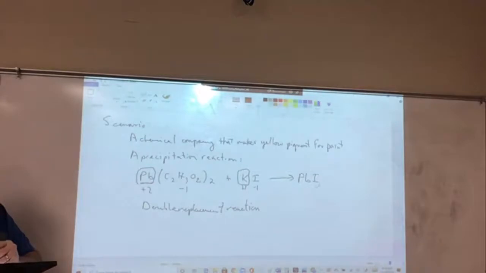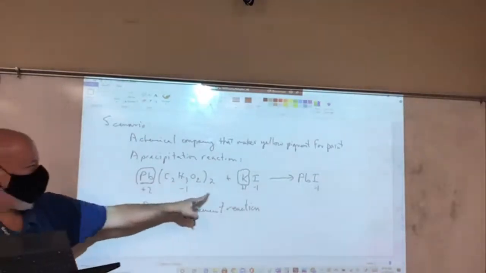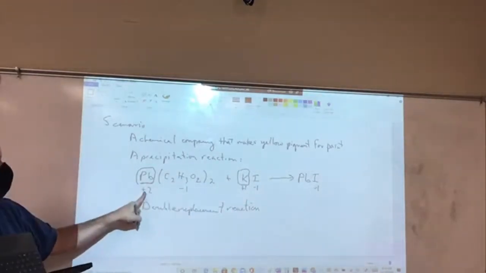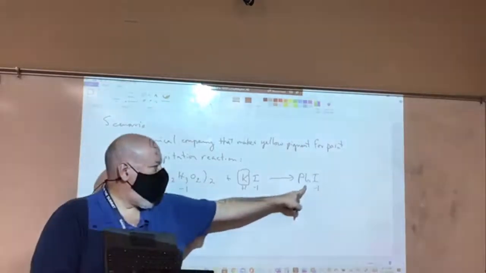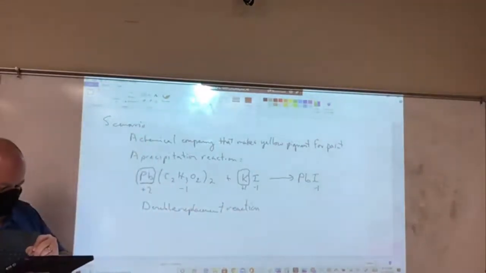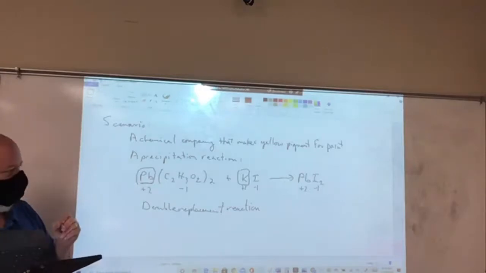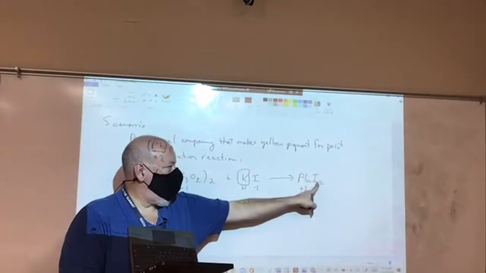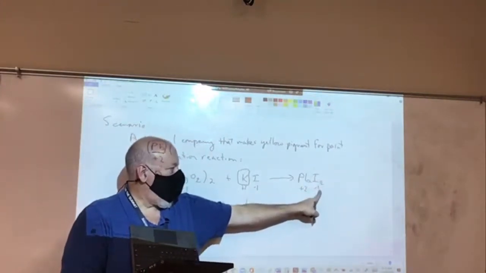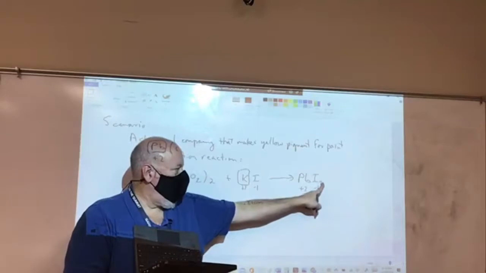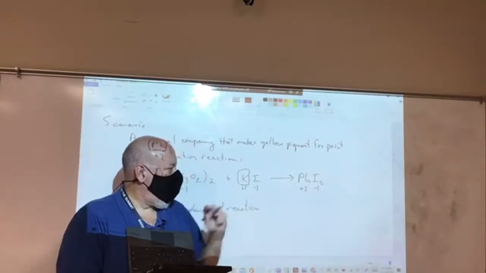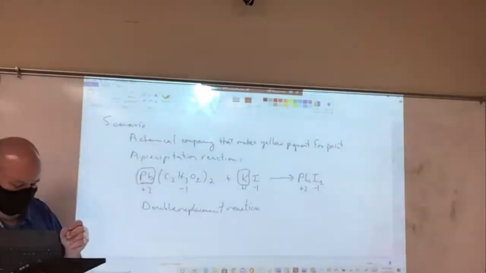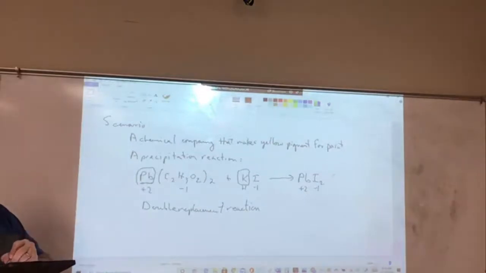And iodine is going to have a 1- charge as it does over here, but lead will have a 2+ charge as it does in the reactant, and so I need 2 iodines, right? So in order for me to say that this can be a correct formula, I have to balance the charges. So 2 times -1 gives me 2 negative charges, and I have 2 positive charges to balance that.